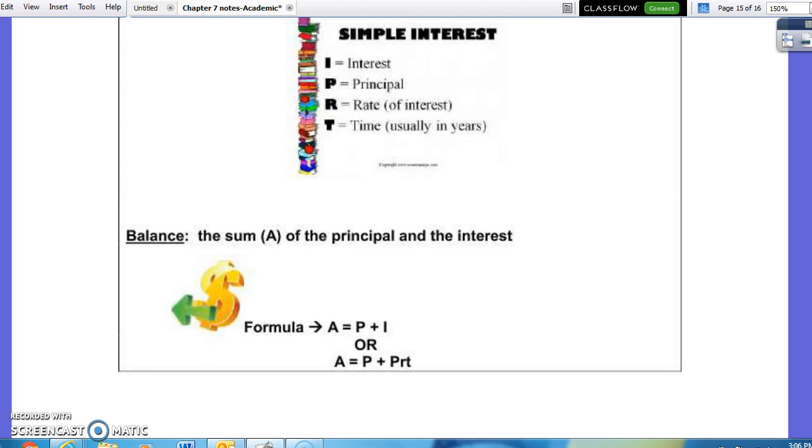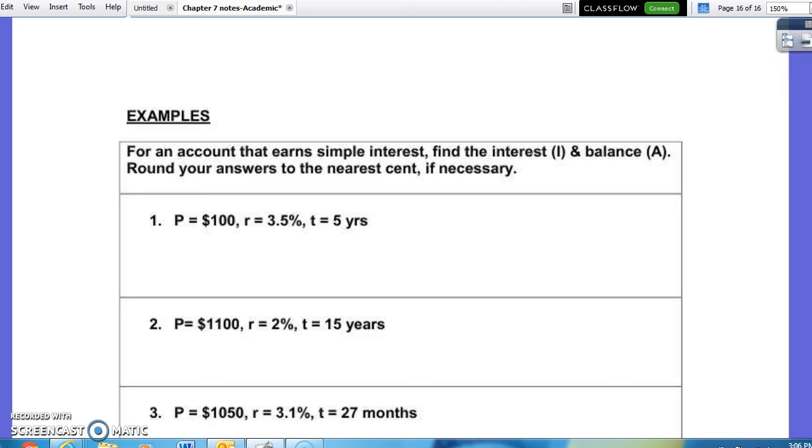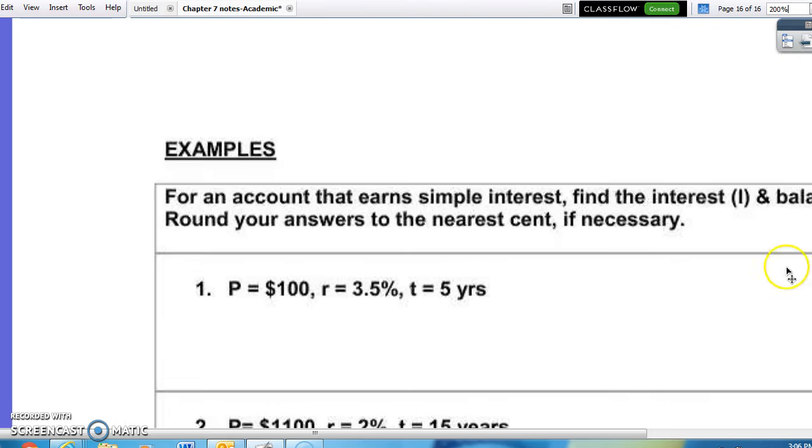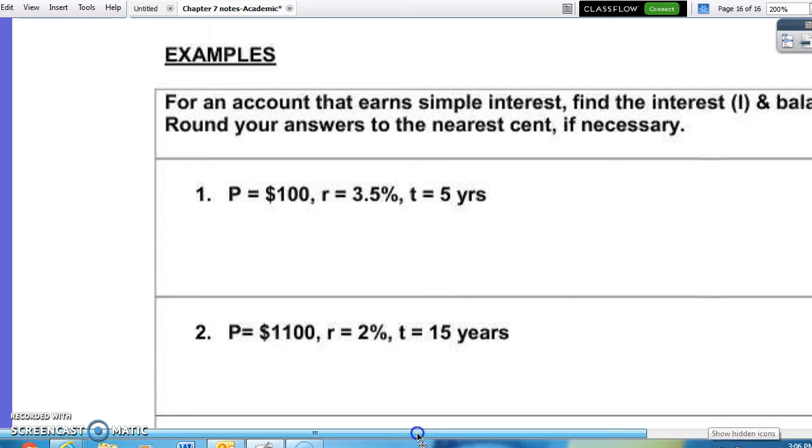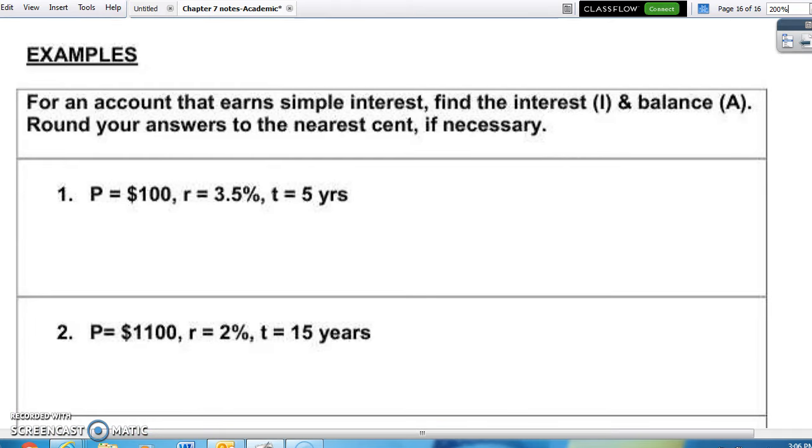So let's go through and try some practice problems as examples. The first problem that I want to look at here is number 1. We have our principal is equal to 100, our rate is 3.5%, and our time is 5 years. So the question is asking us to first find the interest I. Now remember, our equation for I is that I is equal to PRT. We don't know I, but we do know P, R, and T. So I'm going to write our P is 100.